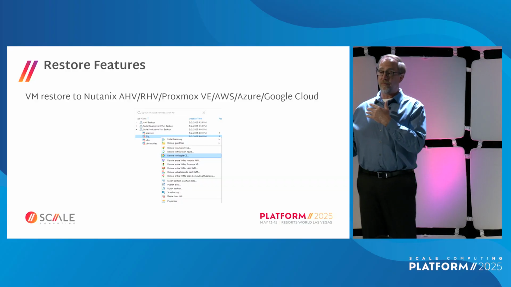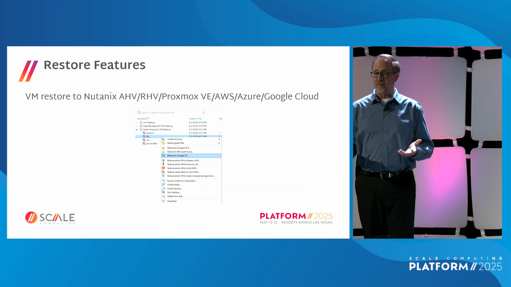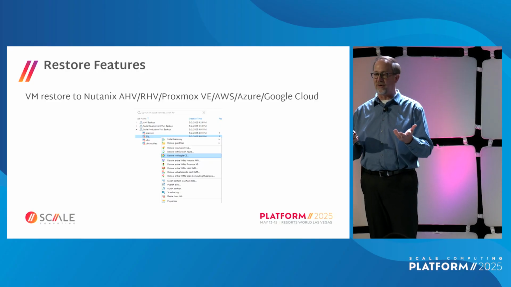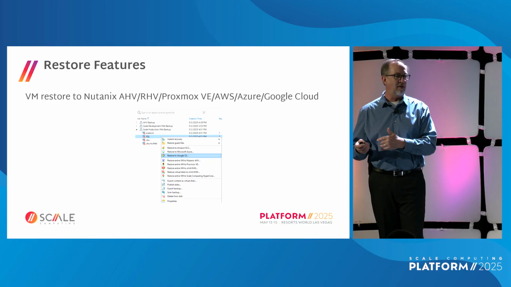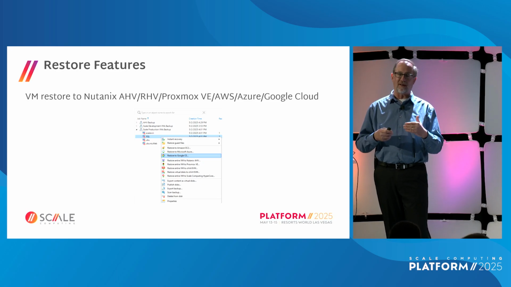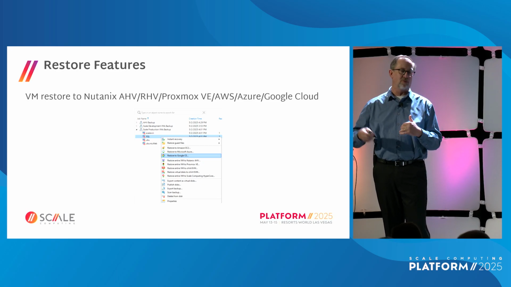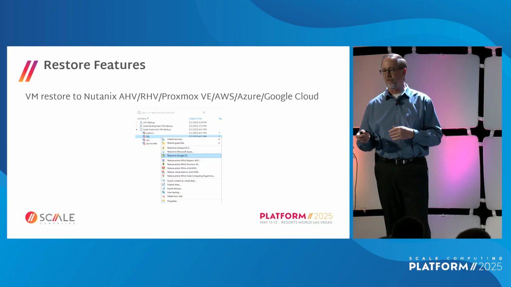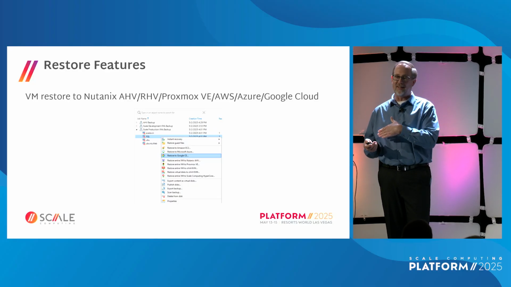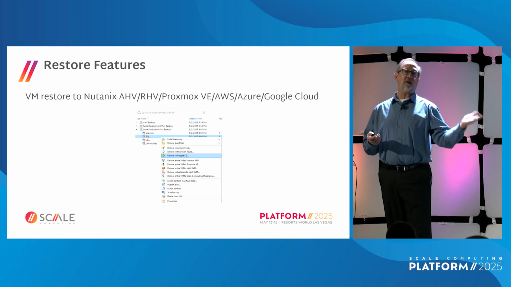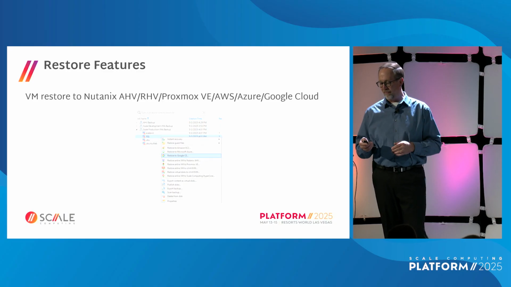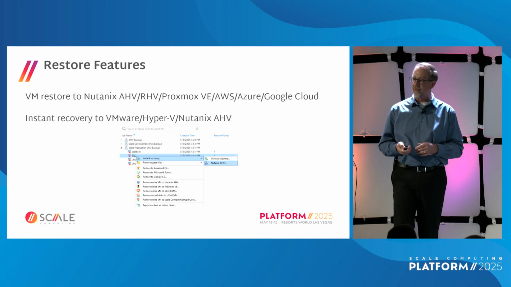So from a VM restore perspective, we'll be able to take any kind of backup and restore it to any other kind of platform. So if you have Nutanix backup or Nutanix workloads that you want to restore to Google Cloud or AWS or vice versa. If you've gone to the cloud and you've discovered, hey, it's not as cheap as I thought, you need to repatriate a workload back to on-prem. The same sort of motion applies.